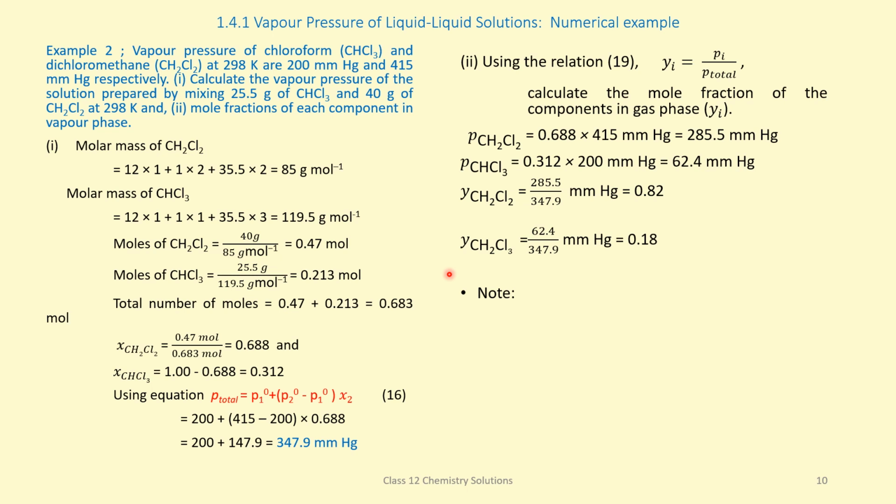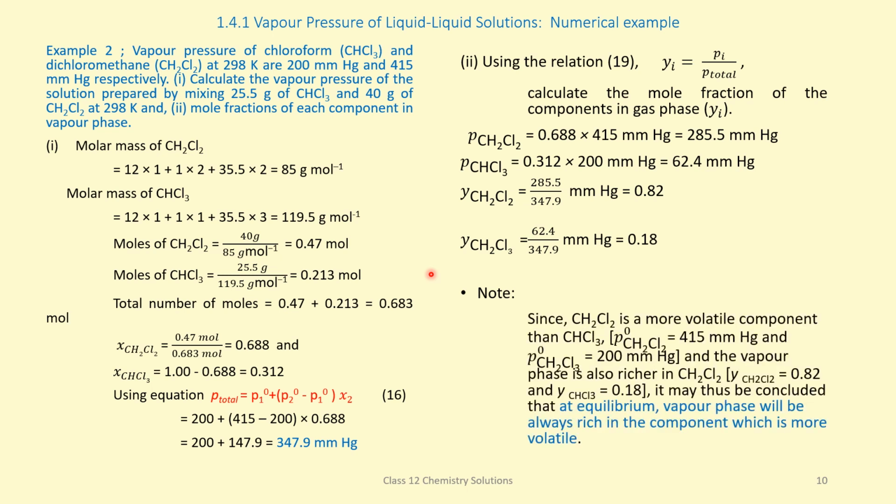We have to know that since CH2Cl2 is a more volatile component than CHCl3, because P of CH2Cl2 naught is equal to 415 mm Hg and P of CHCl3 naught is equal to 200 mm, it is given, the vapor phase is also richer in CH2Cl2. That is, Y of CH2Cl2 is equal to 0.82 and Y of CHCl3 is equal to 0.18.